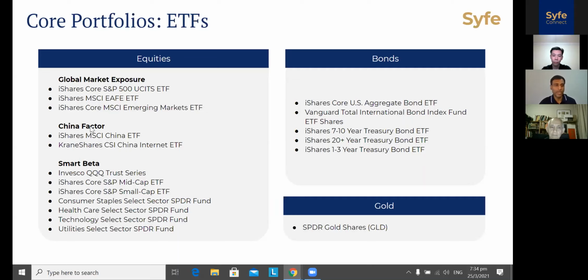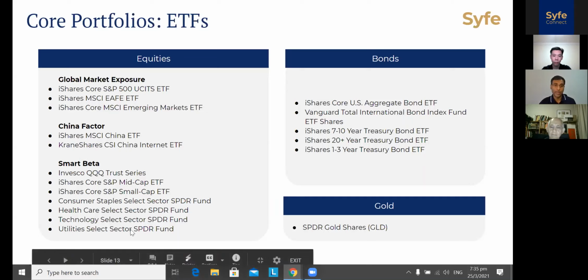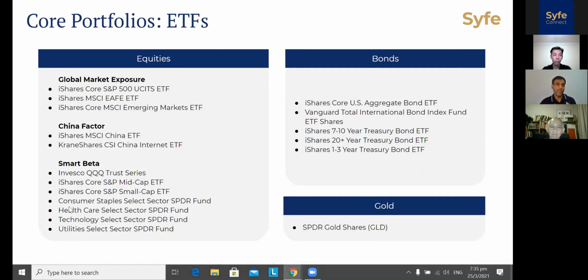So smart beta, China factor. If you look at the smart beta aspect, there is QQQ, which is basically your growth factor. But at the same time, we do have exposure to small cap and mid cap, and some sector-wise exposures. If you look at the details, which sectors are here, it's typically the consumer staples, healthcare, and utilities, which are supposed to be the more stable sectors. So, in a way, they implement more like a barbell strategy. On one side, you're taking some extra risk, but on the other side, you are containing the overall risk of the portfolio by having these evergreen sectors, which are supposed to be more stable.